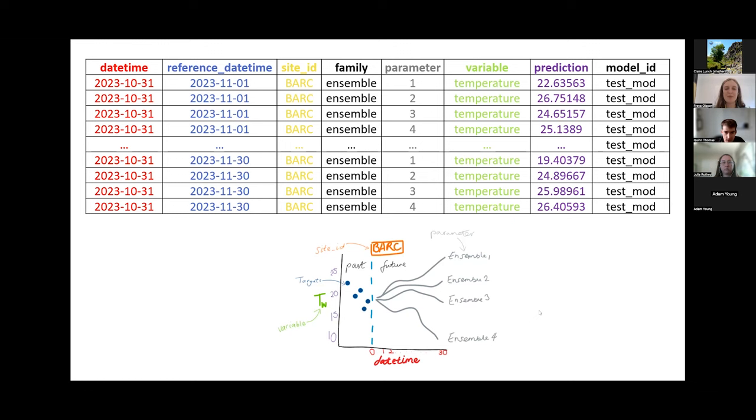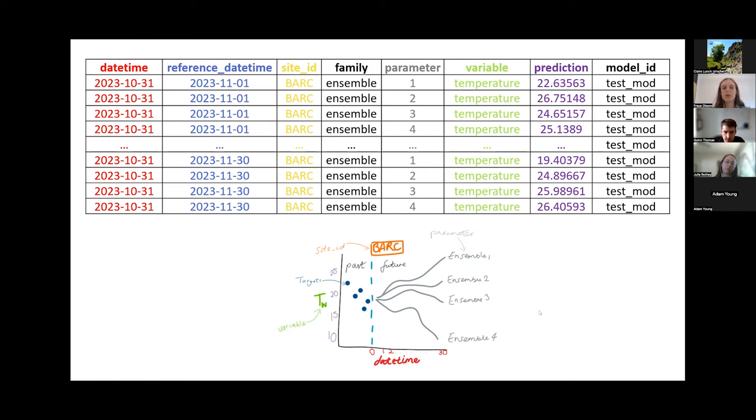And these are all being produced today. And this should be the date time. I'm going to have to go back and change my presentation. That's really annoying. And your date time will go forward into the future. So you can see that the furthest ahead, we're making a forecast 30 days into the future, which would be the 30th of November.